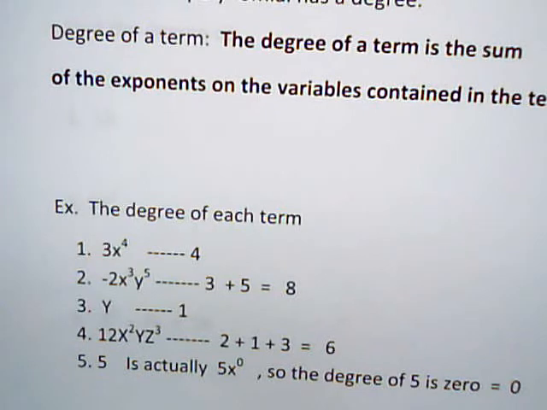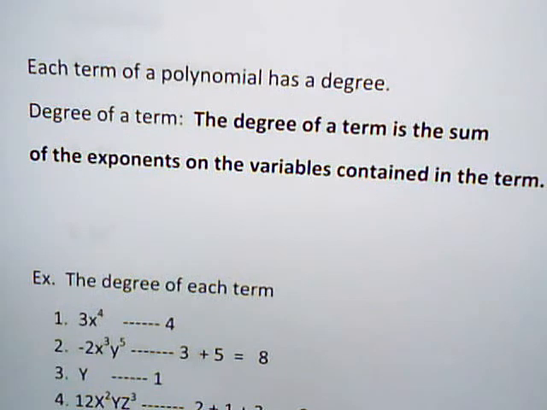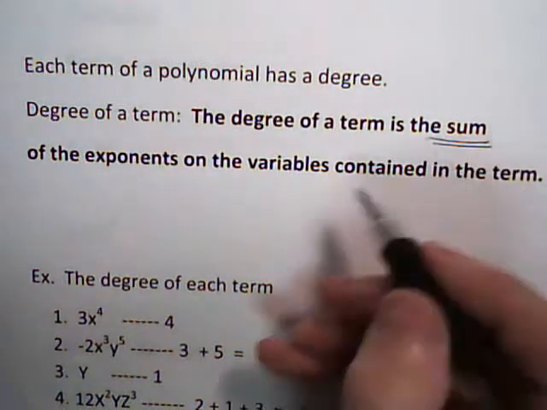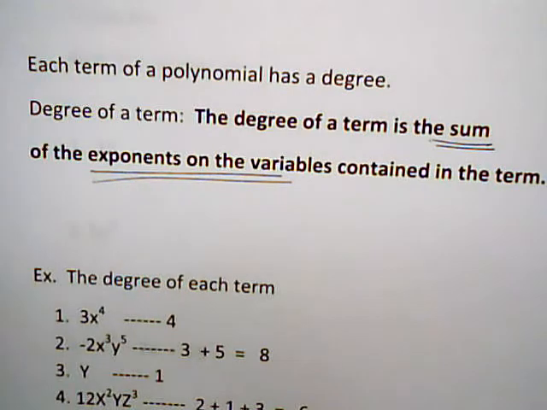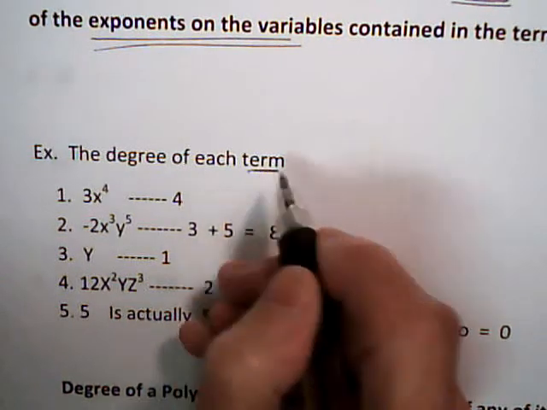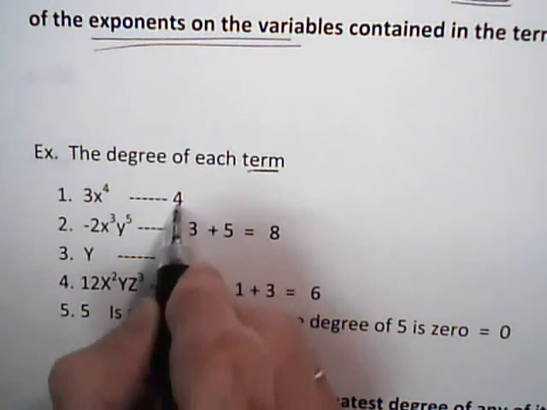Okay, a few more words. Each term of a polynomial has a degree. Now, what is the degree of a term? Now, remember, a term is one grouping of a number multiplied by a letter, possibly. The degree of a term is the sum of the exponents of the variables. All right, here we go. The degree of a term, now one term, 3x to the 4th, is degree 4.